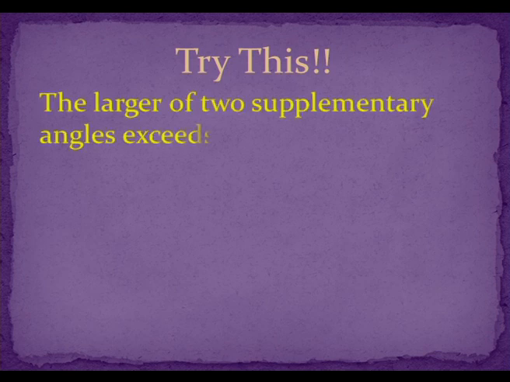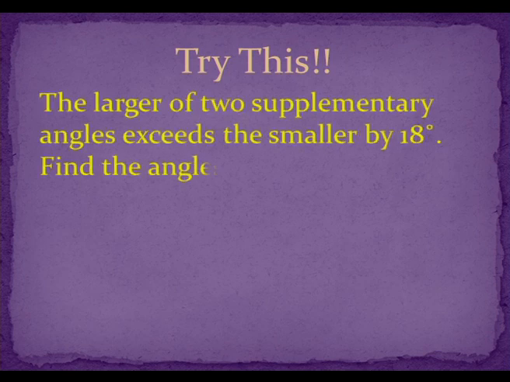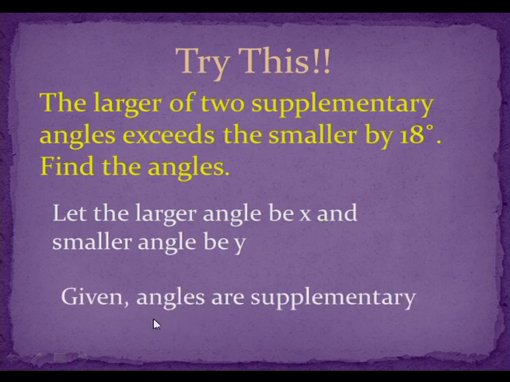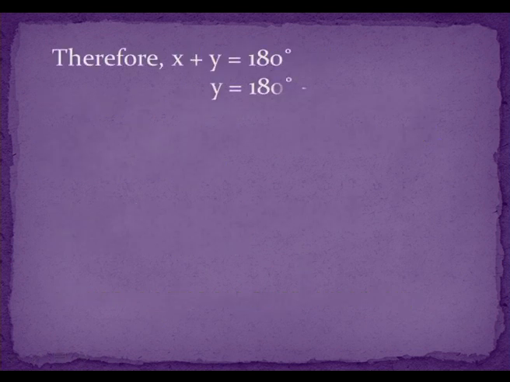The larger of two supplementary angles exceeds the smaller by 18 degrees. Find the angles. I hope you all know, children, what are supplementary angles. If the sum of two different angles is equal to 180 degrees, we call them supplementary angles. For this, let us take the larger angle as x and smaller angle as y. It is given to us that angles are supplementary. So, x plus y should be equal to 180. We transpose x from LHS to RHS and I get y is equal to 180 degrees minus x. Let me number this equation as 1.